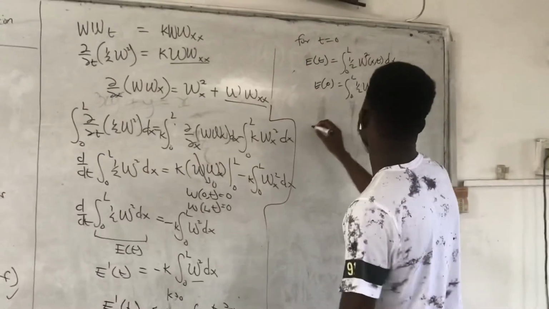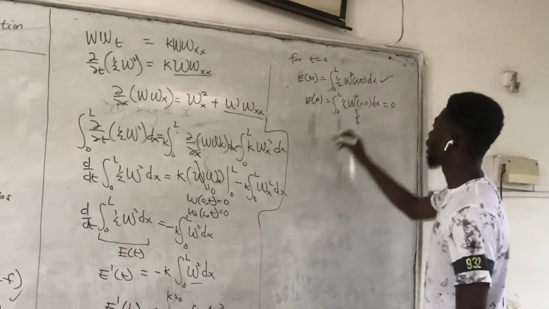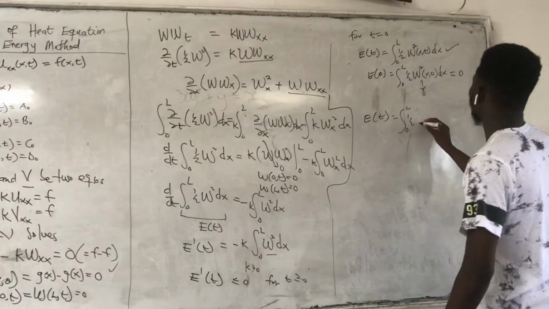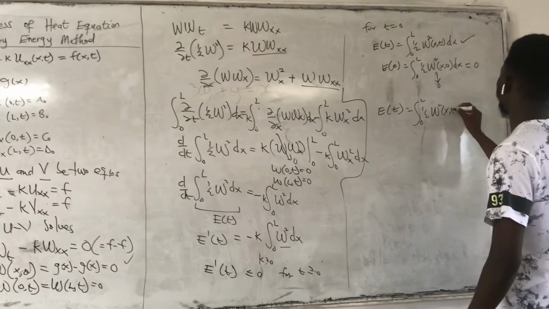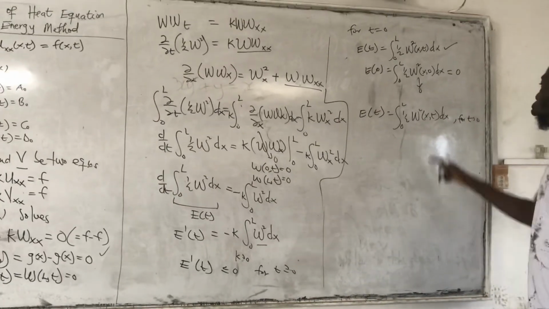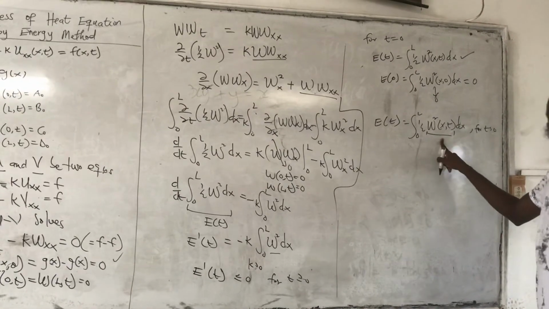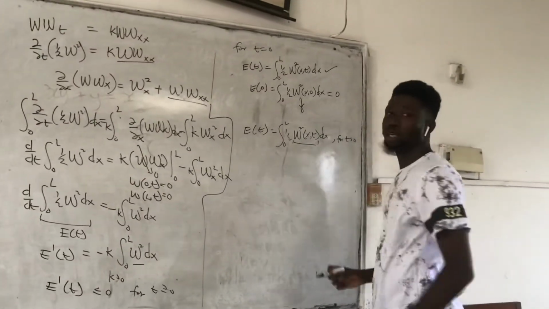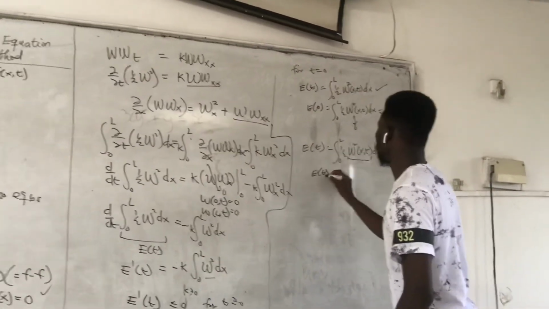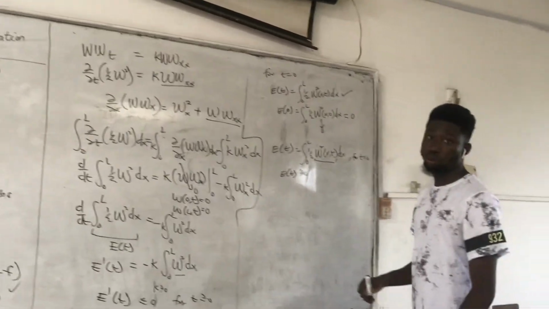Now, looking at the energy itself, we could also see that the energy, that is for t greater than 0, will always be positive, since the expression here is positive. So the sum of a positive expression or a positive value is always positive. Hence, we can easily also conclude that the energy is always greater than or equal to 0.